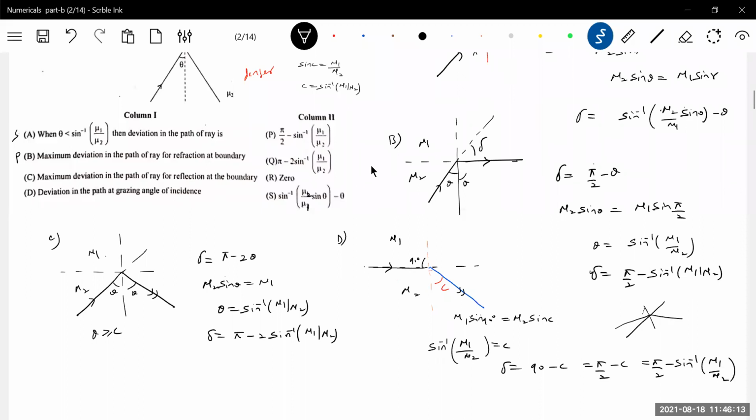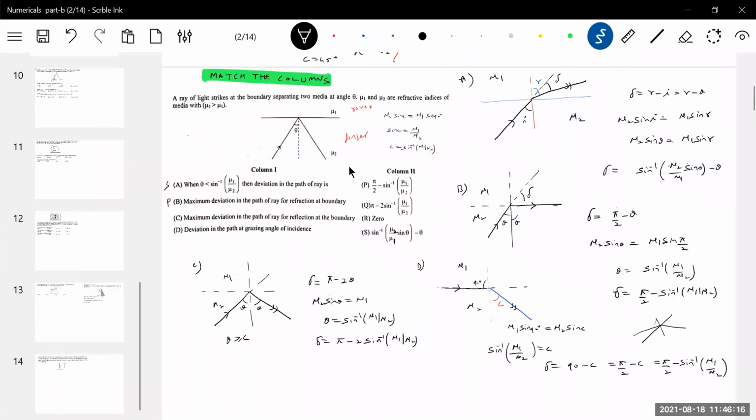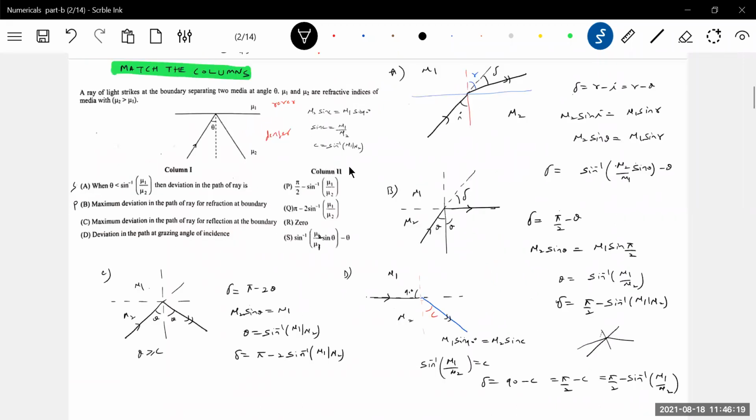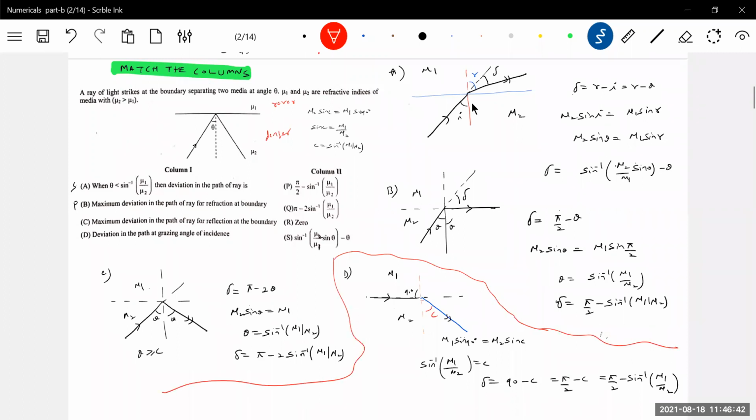Check once. I think the last one, a little bit. We have to assume a situation there. Unmute and talk. No, what you type, I may not be able to understand. Sir, if we take mu2 sin 90 equal to mu2 sin C, we'll get the grazing option. Grazing incident is telling.